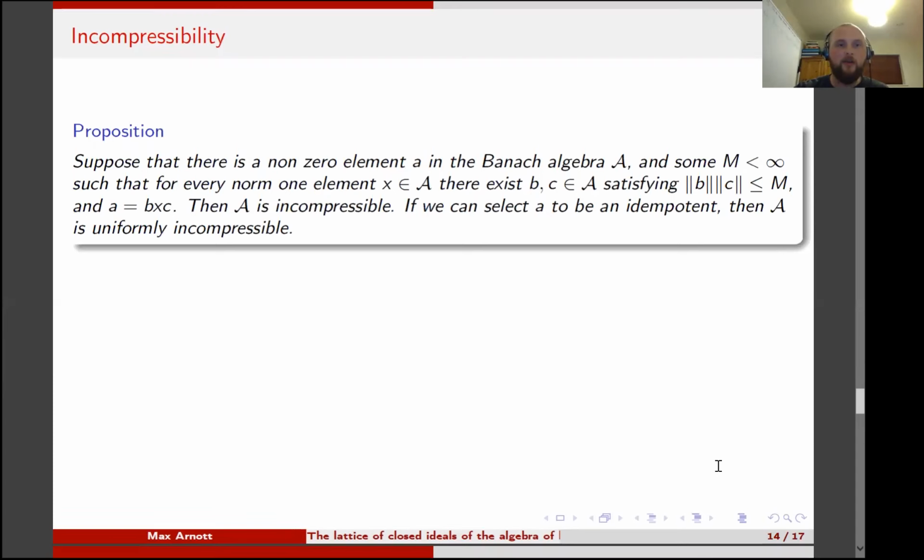And I'm not going to prove this here because it was in Bill Johnson's talk again, which I'm going to keep referring to. So if there exists a non-zero element A in a Banach algebra, capital A, and some finite m less than infinity, such that for every norm 1 x in A, there are B, C, and A with the norm of B times the norm of C less than or equal to m, and A equals BXC, then A is incompressible. So when we can select A to be an idempotent, A is uniformly incompressible.